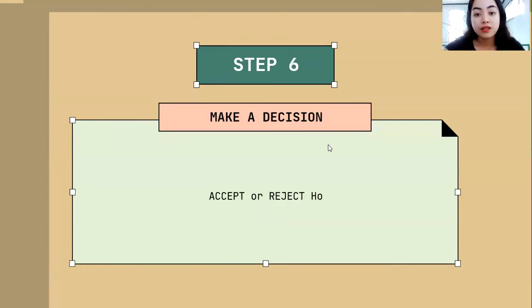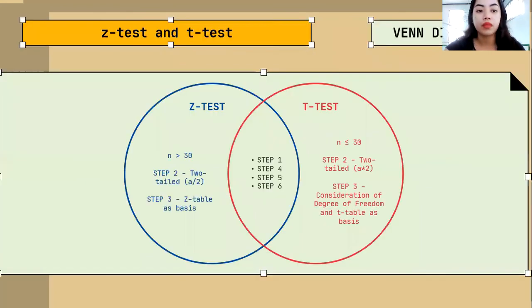For step 6, we need to make a decision. So we need to state our conclusion. It's either we accept or reject H0 based on our previous steps.